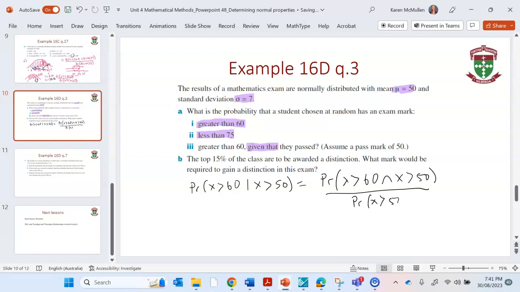x is greater than 50. All right, so just drawing a quick number line. So we've got x is greater than 60 and then x is greater than 50. So what they have in common is x is greater than 60.